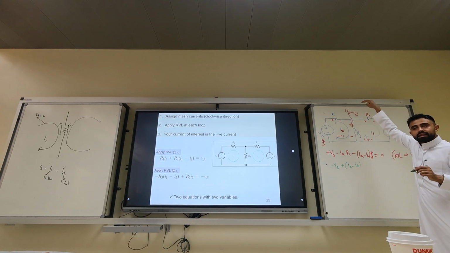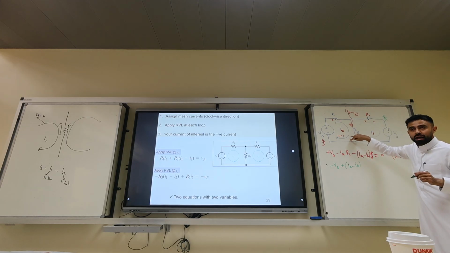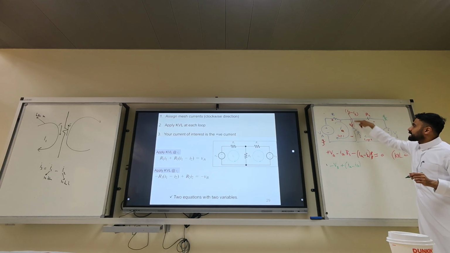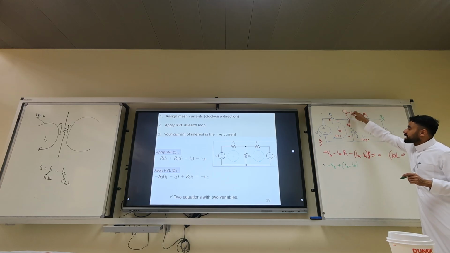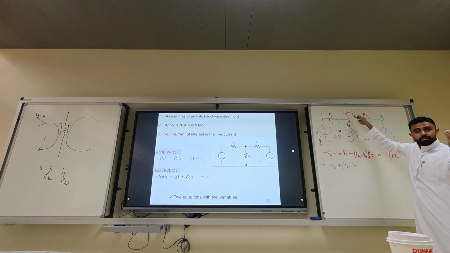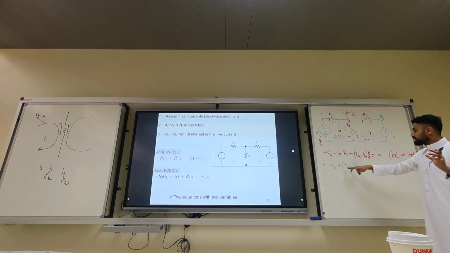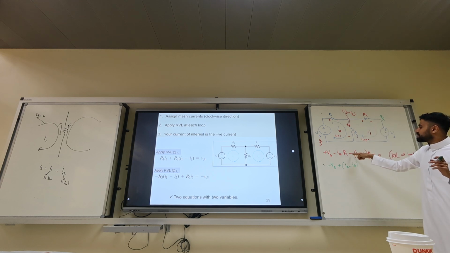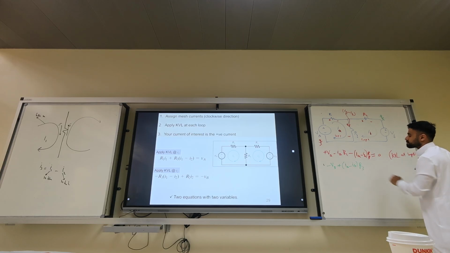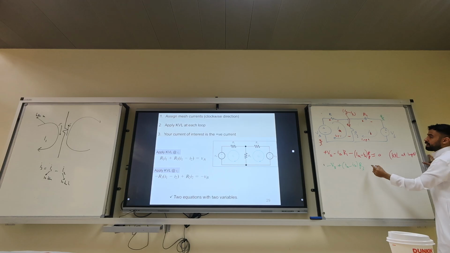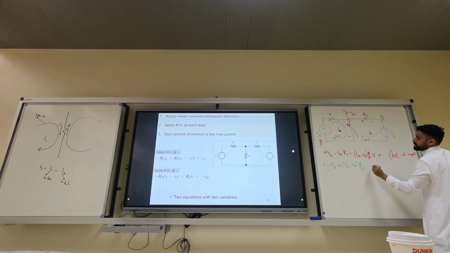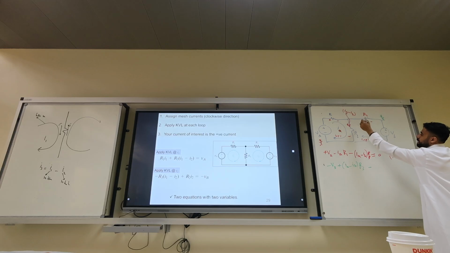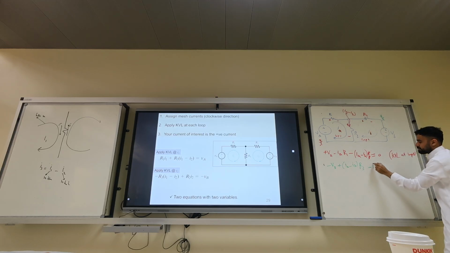You already assigned the positive polarity here and the negative polarity here. And you already assigned the current here. So these things are techniques for the mesh current. So go with the process. It's IA minus IB. It's a voltage rise. Here previously it was a voltage drop. Times R3. And then here. Drop. Minus. What's the current? I2. IB. Times R2 equals 0.